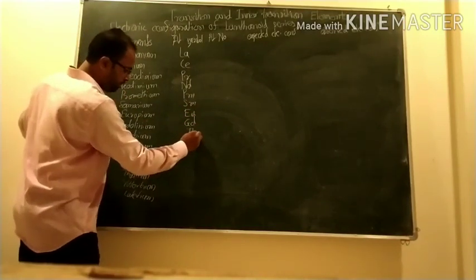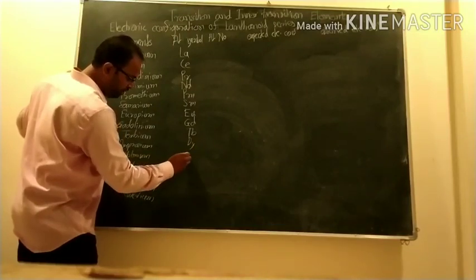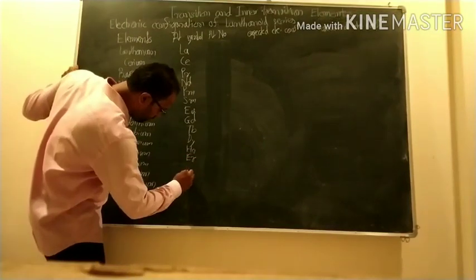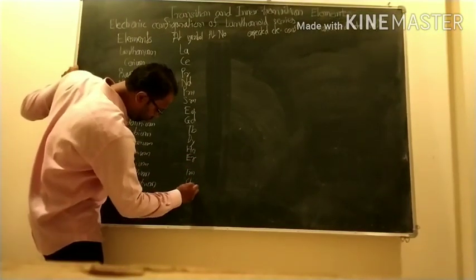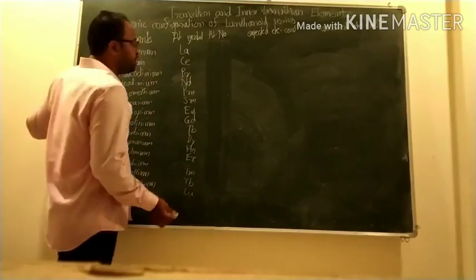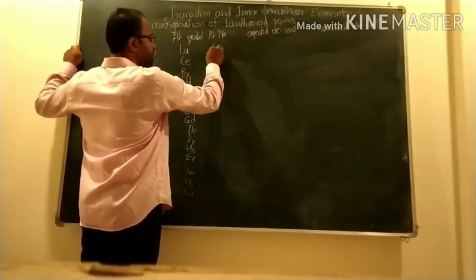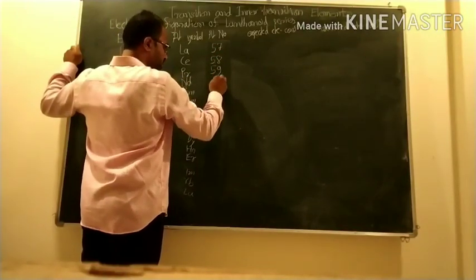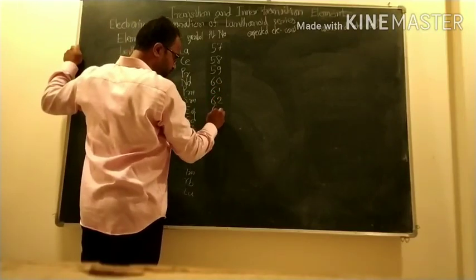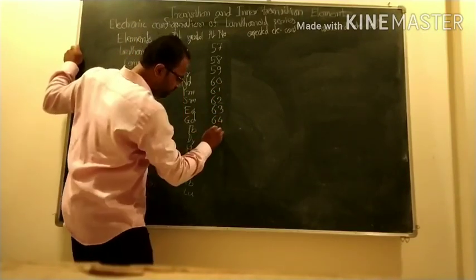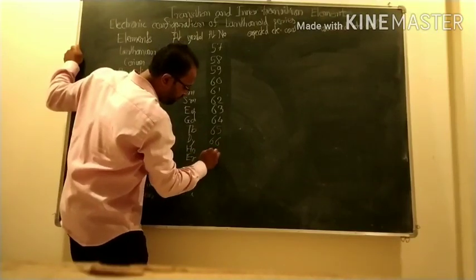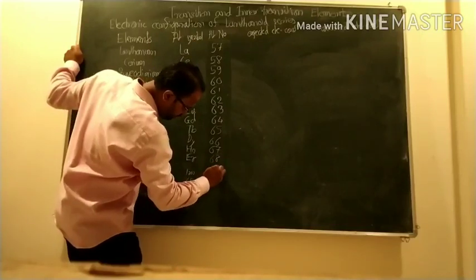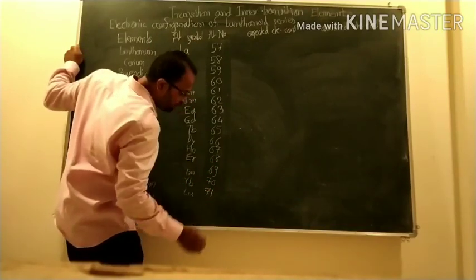Now next, their atomic symbols are La, Ce, Pr, Nd, Pm, Sm, Eu, Gd, Tb, Dy, Ho, Er, Tm, Yb, and Lu. Their atomic numbers are 57, 58, 59, 60, 61, 62, 64, 65, 66, 67, 68, 69, 70 and 71.